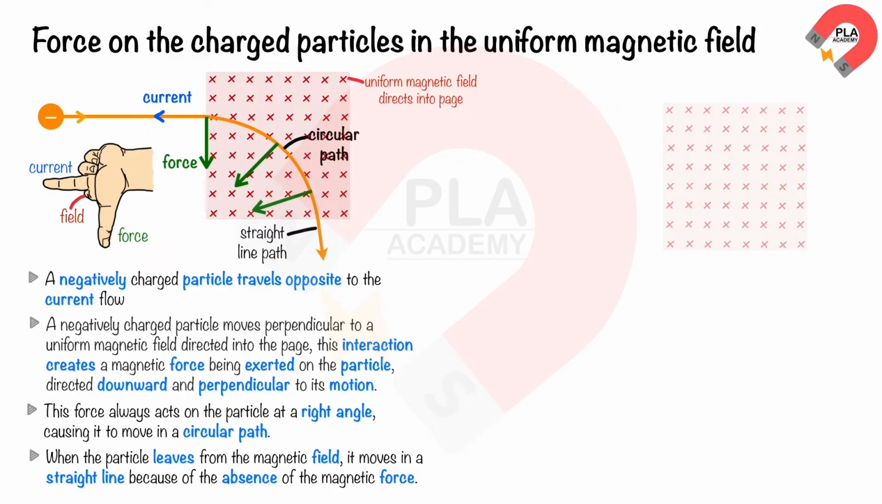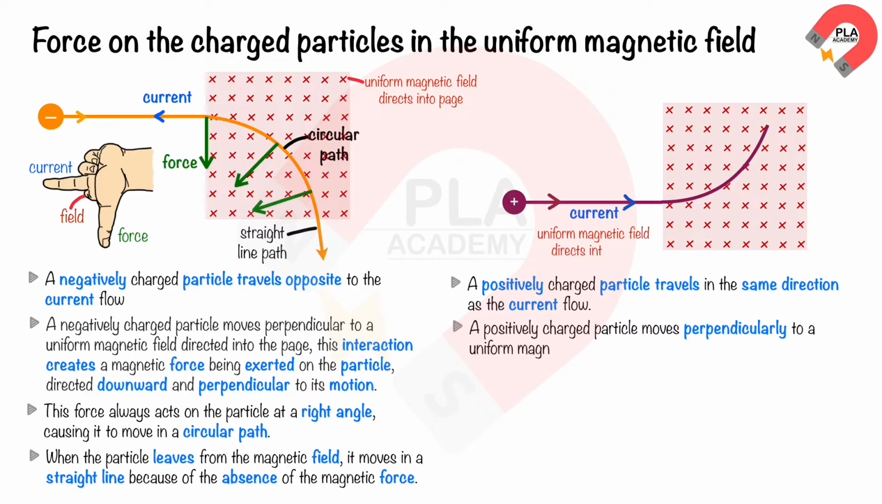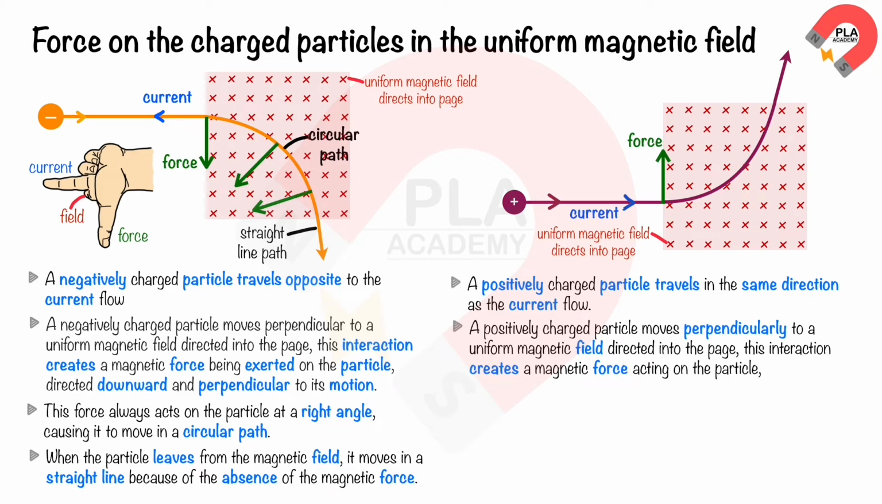of the magnetic force. When a positively charged particle travels in the same direction as the current flow, a positively charged particle also interacts perpendicularly with a uniform magnetic field directed into the page. This interaction creates a magnetic force acting on the particle, directed upwards and perpendicular to its motion.